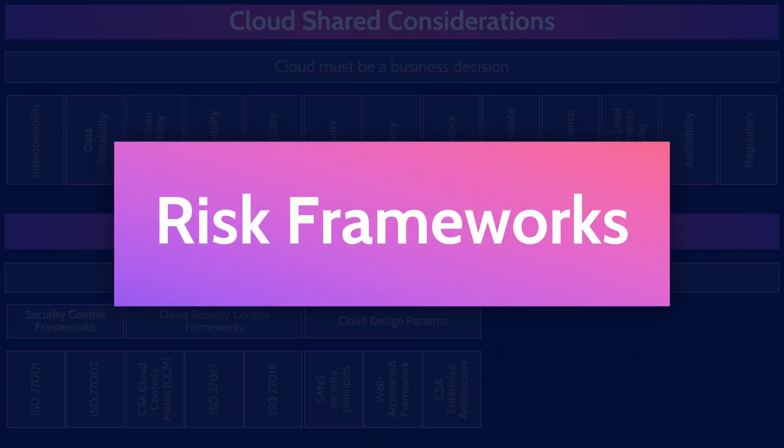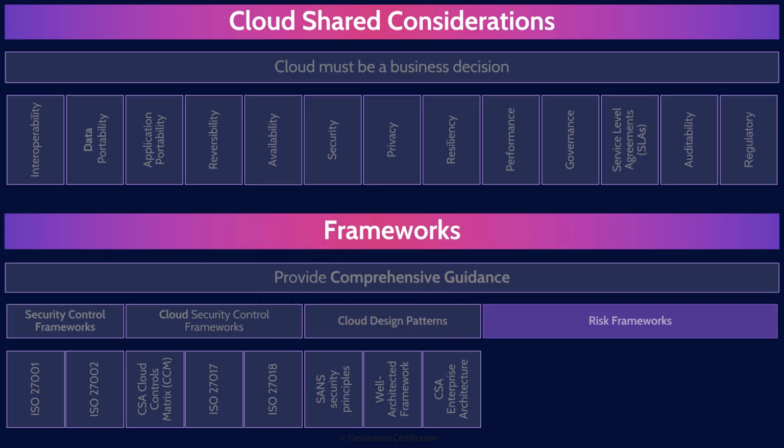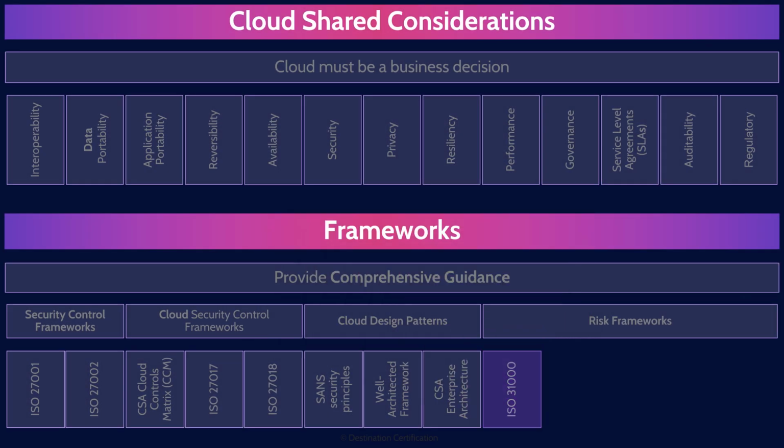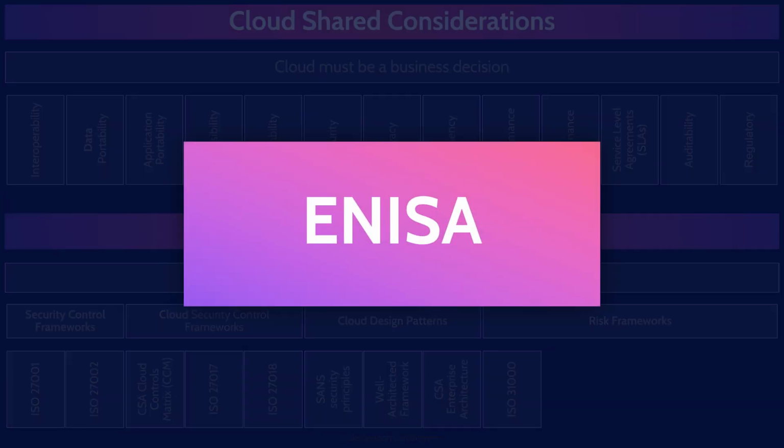All right, barreling on to the final category here, risk frameworks. The risk frameworks can be used to provide a structured approach for identifying, assessing, and managing risks within cloud environments. ISO 31000 is an international standard for risk management that provides principles and guidelines for identifying, assessing, and managing risks across any organizational structure, including cloud environments. The ENISA, the European Union Agency for Cybersecurity Cloud Security Risk Framework, provides recommendations and guidelines for managing cloud-related risks in compliance with European cybersecurity regulations.